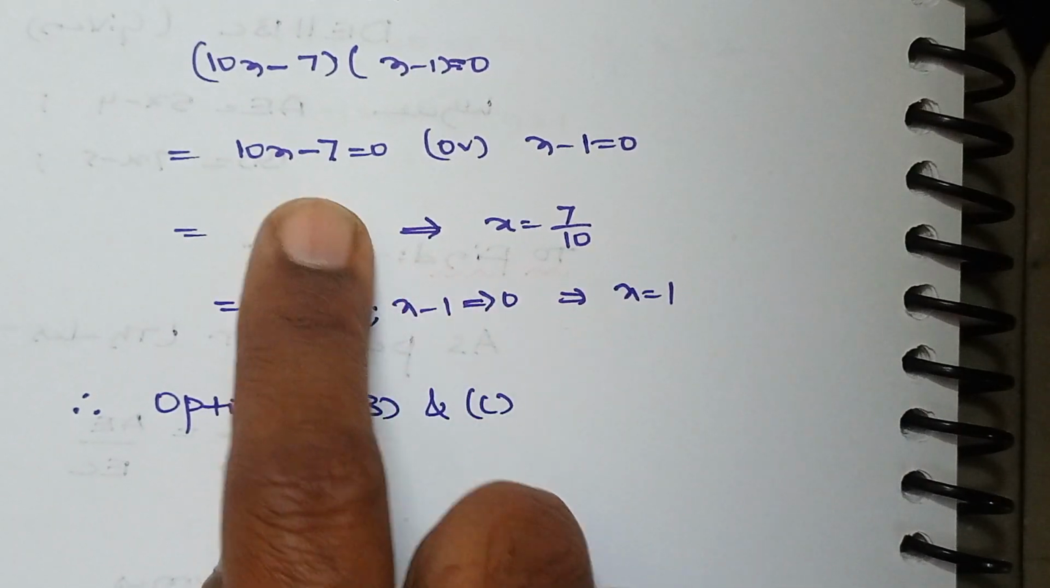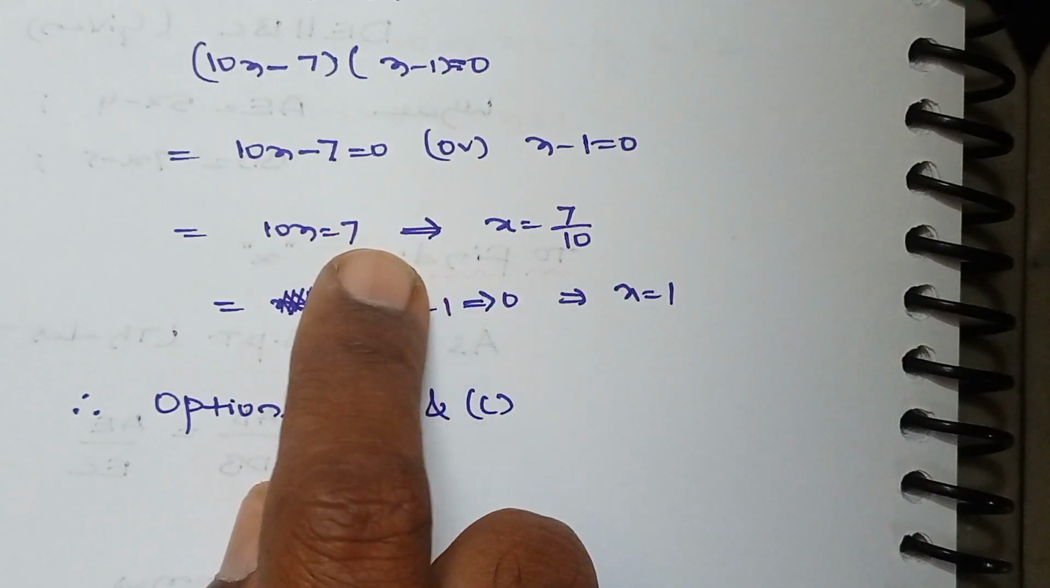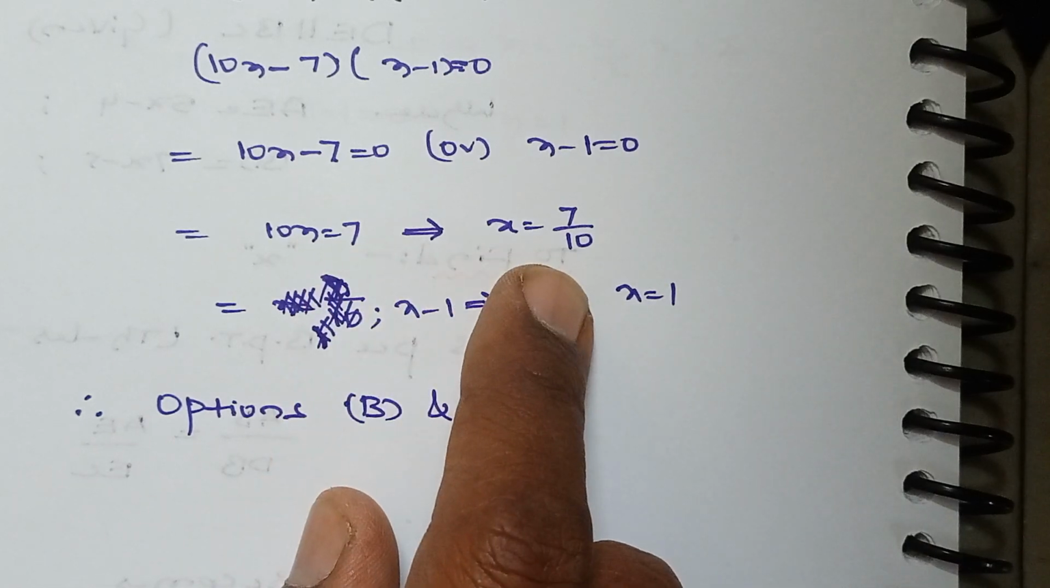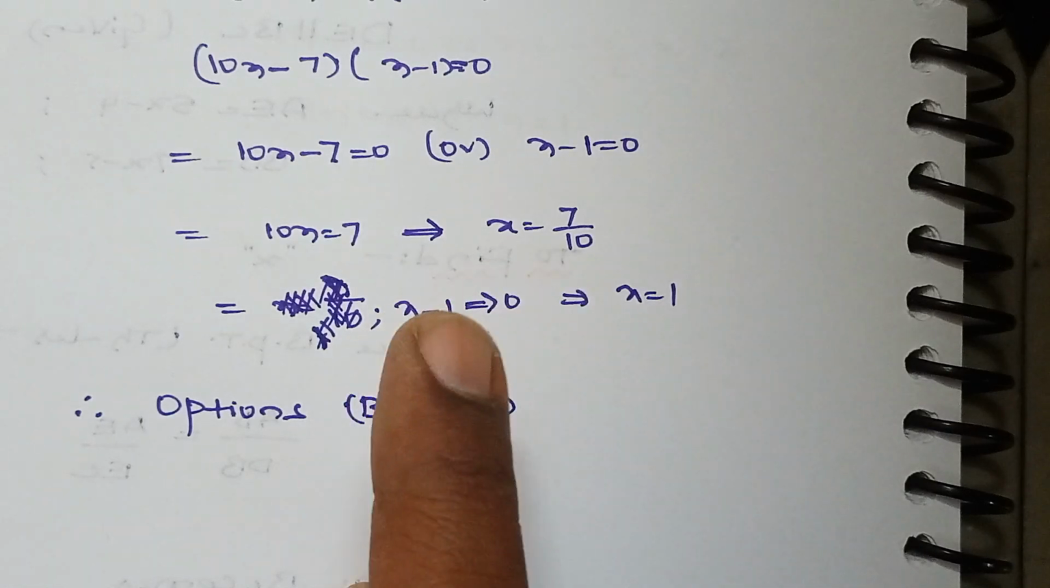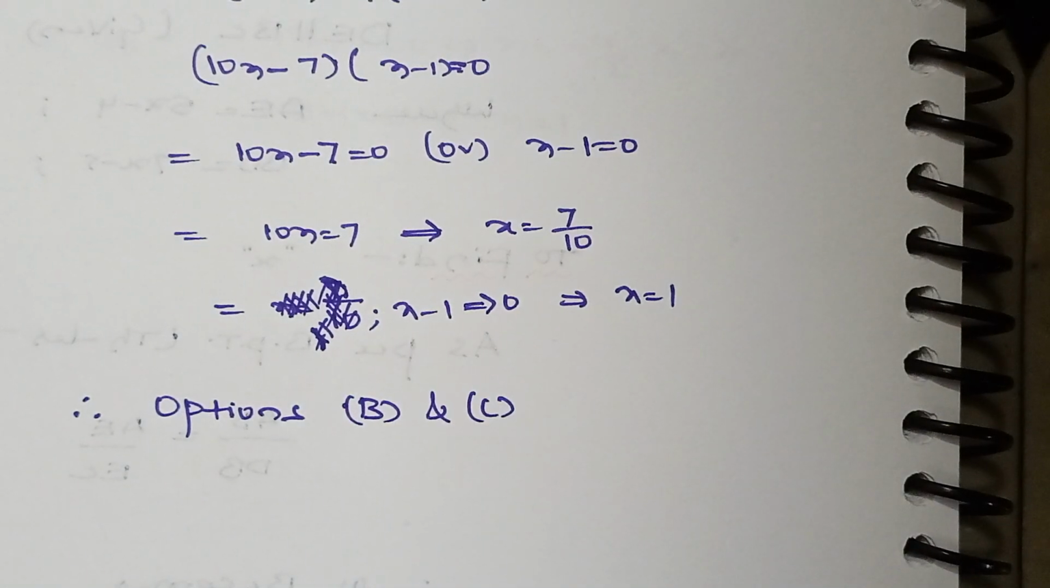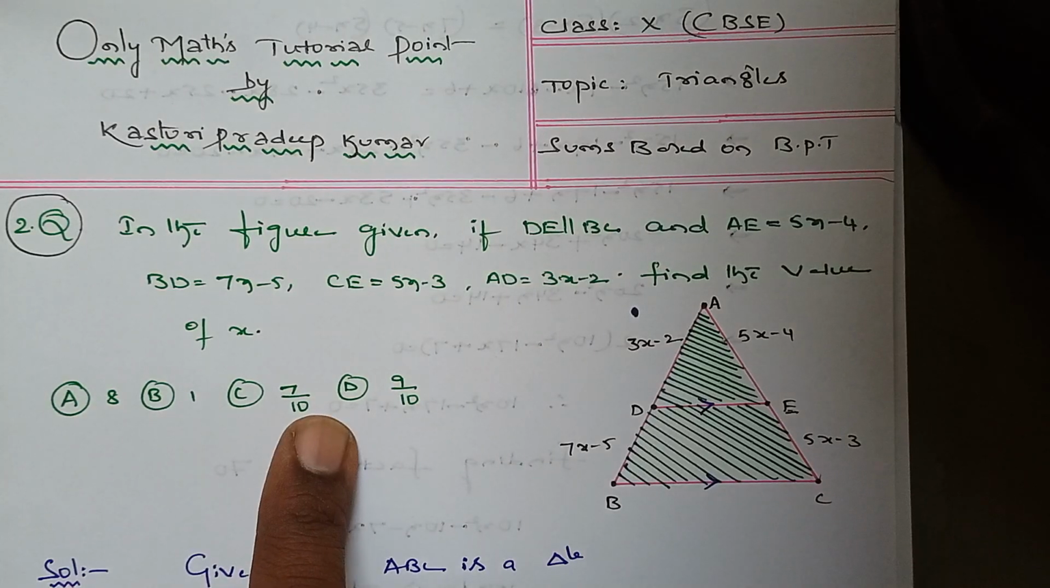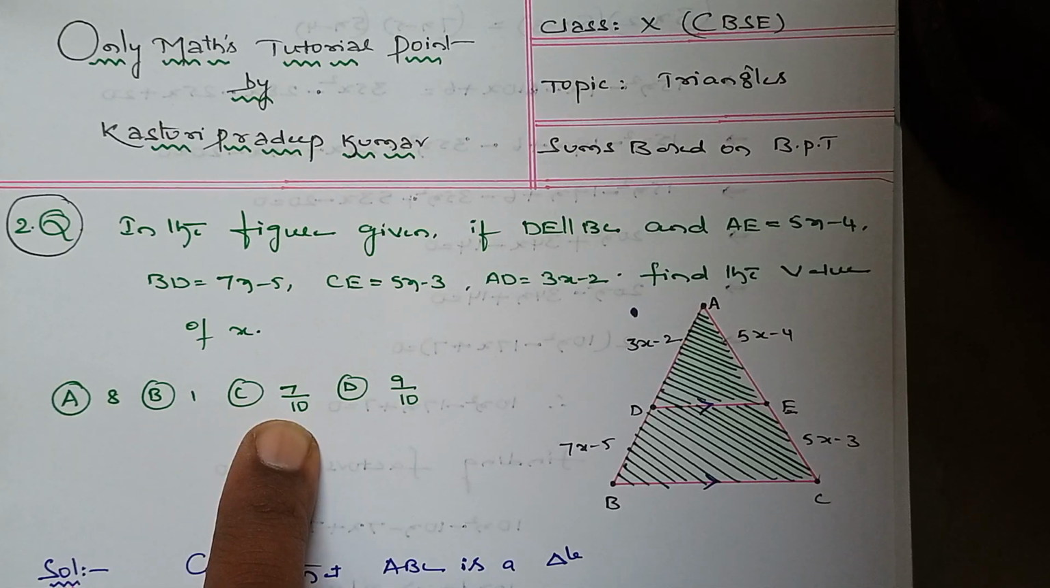Okay. 10x minus 7 equal to 0. If we equate to 0, we get x equal to 7 by 10. Okay. Therefore, the x values we got are 1 and 7 by 10. So, as per the question, the options are B and C guys. Either B or C.